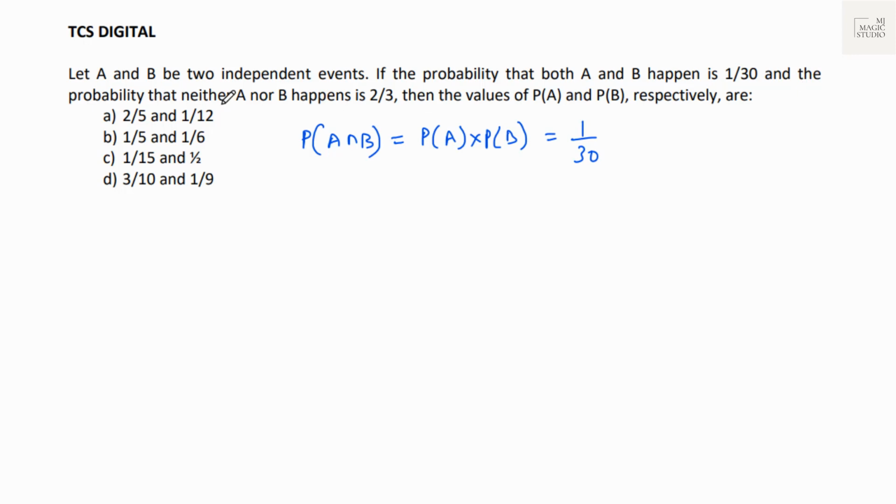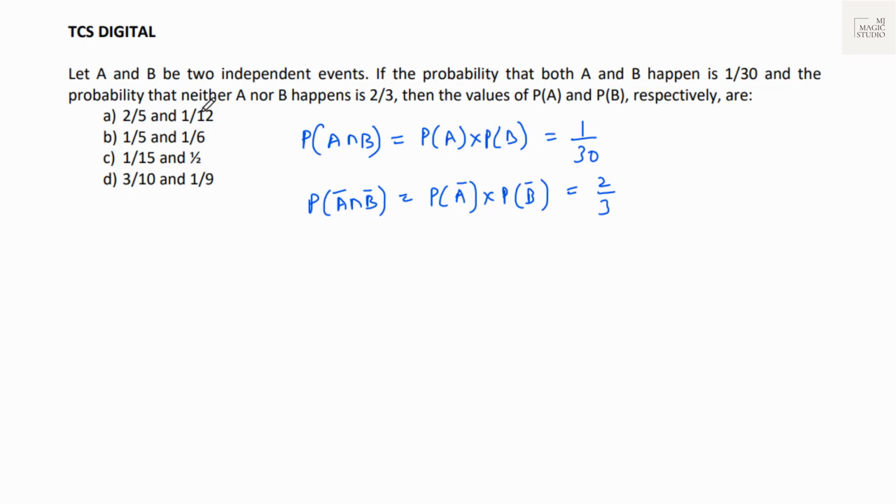And the probability that neither A nor B happens, A complement intersection B complement, is given by P(A complement) into P(B complement). That is given by 2 by 3. Then find the values of P(A) and P(B) respectively. Either you can plug in the options and check.